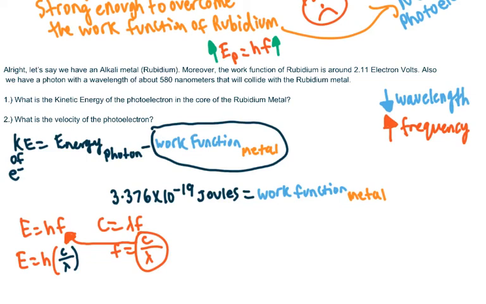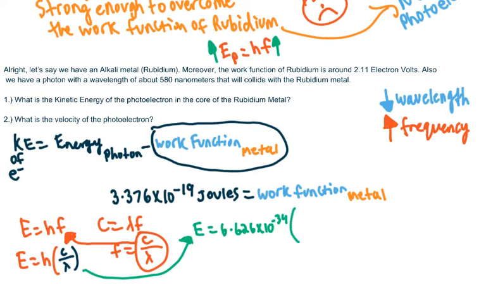Okay, so let's go and do that. Let's bring this over here so we have more space. Energy of a photon is equal to Planck's constant, which is 6.626 times 10 to the negative 34th. Again, we're not worrying about units because we already did the hard part for that and got joules.